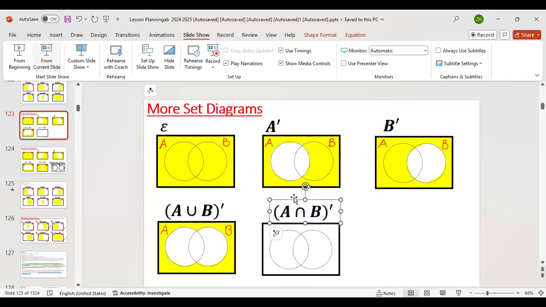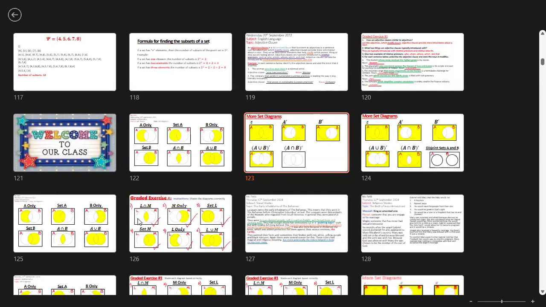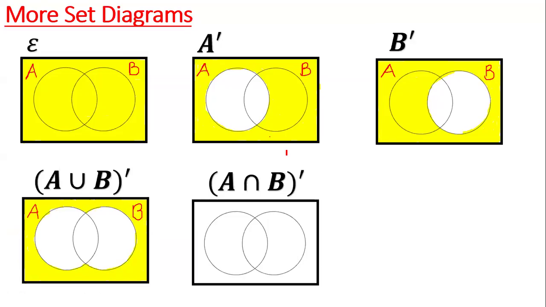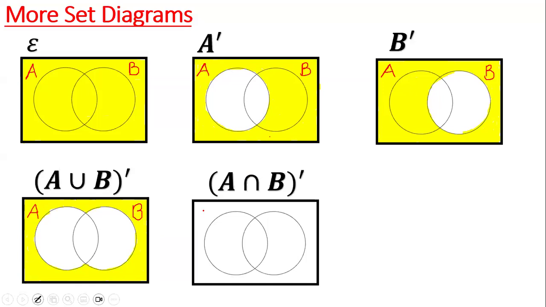Okay, so what does this mean, class? A intersect B, complement. Everything except the intersection. Very good. Everything except for the intersection. So we do not include the intersection. So A and B. So the middle part we don't include.